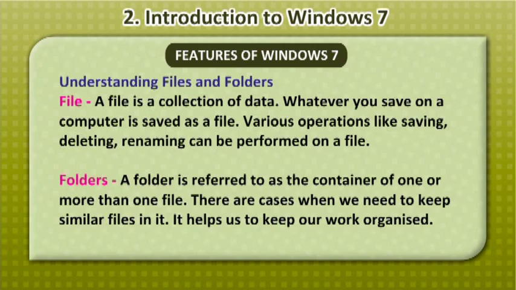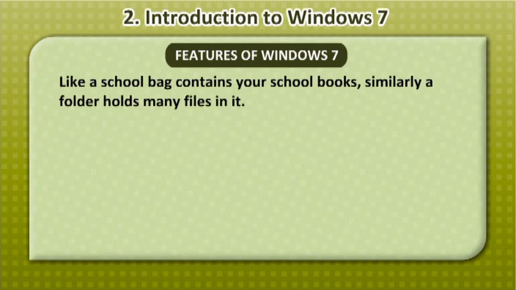Understanding files and folders. File. A file is a collection of data. Whatever you save on a computer is saved as a file. Various operations like saving, deleting, renaming can be performed on a file. Folders. A folder is referred to as the container of one or more than one file. There are cases when we need to keep similar files in it. It helps us to keep our work organized. Like a school bag contains your school books, similarly a folder holds many files in it.